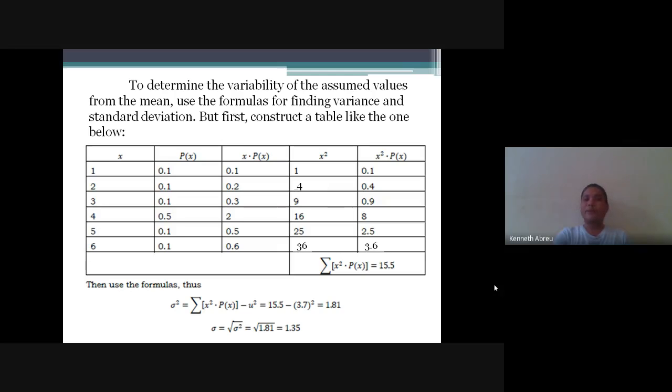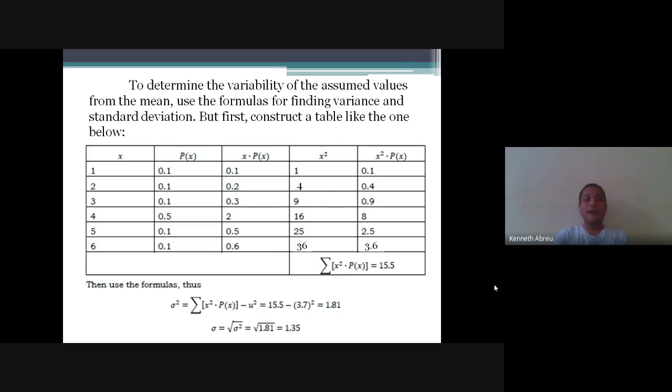And then after identifying the product of x squared and the probability of x, we get the summation so that we can get the variance and the standard deviation. 0.1 plus 0.4 plus 0.9 plus 8 plus 2.5 plus 3.6 would be equal to 15.5. That is the summation of x squared times probability of x, which we will use in our formula for finding the variance.